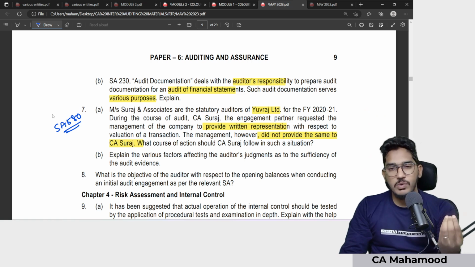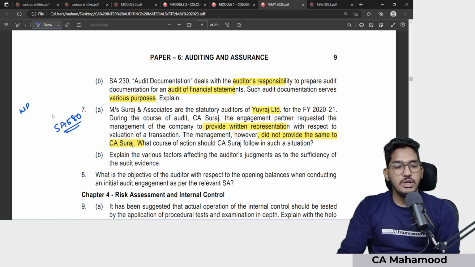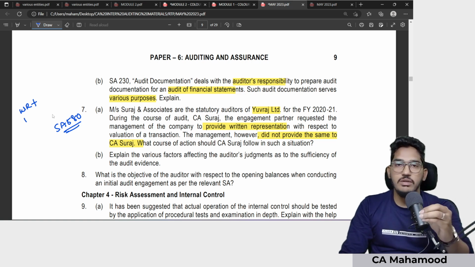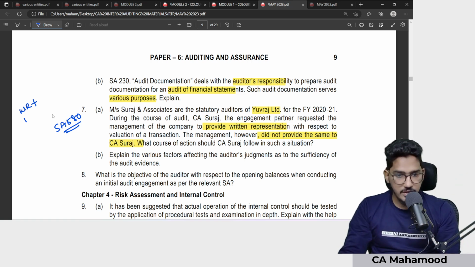See, that refusal to provide written representation will contain only 3-4 points. In order to make the answer lengthy, what you can do is first write the meaning of written representation, then write what auditor should do in case the management refuses to give the written representation. That two you write, that will be sufficient. Next one.